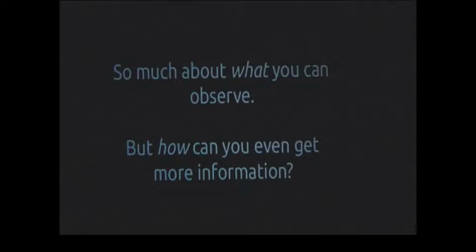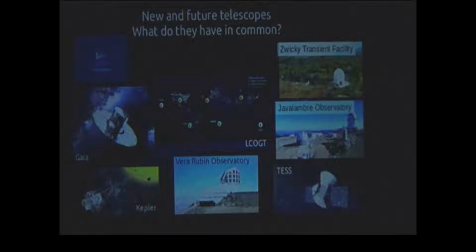So these are the things that we can observe. Now we can go use our telescope and take images at different colors of wavelengths, or we can take spectra. But actually, how can we get even more information than what just the image or the spectra are giving us? So to answer this question, I'm going to show you a couple of recent missions or telescopes that are ongoing now, right?